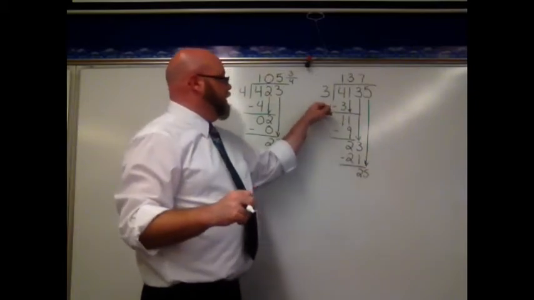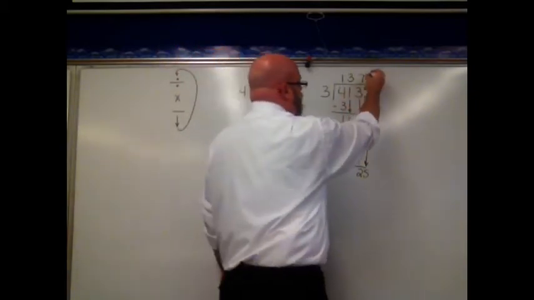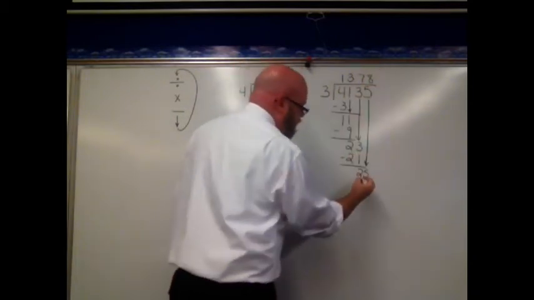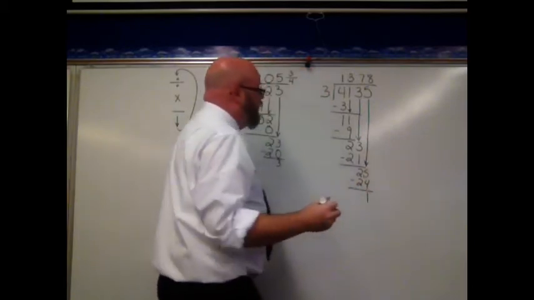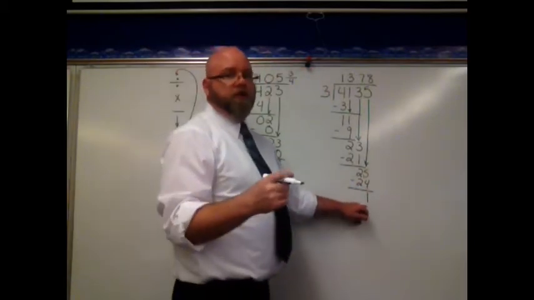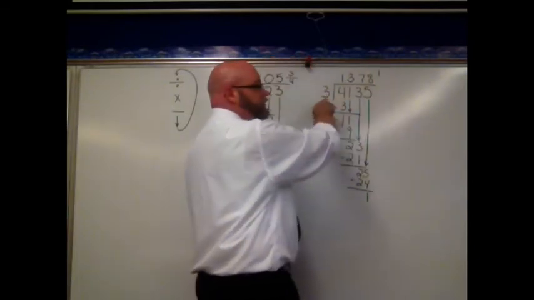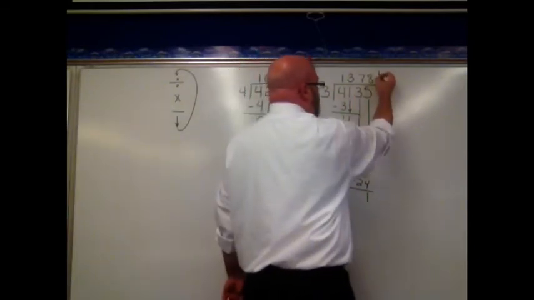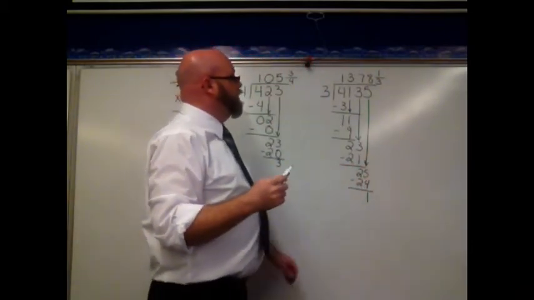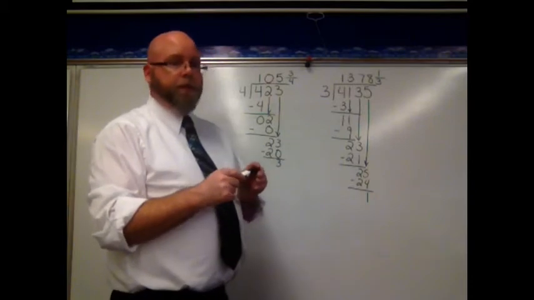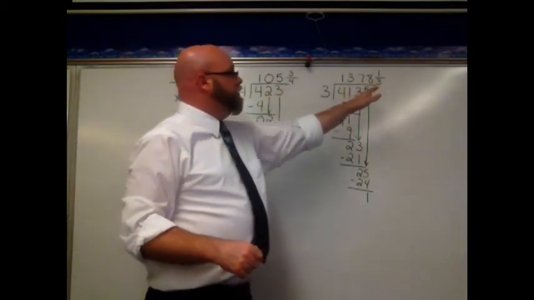25 divided by 3. Well, 3 times 8 is 24, so that's going to be the closest. 8 times 3 is that 24. I have 1 left over. Again, that 1 is going to become the numerator. My 3, which is the divisor, now becomes the denominator. And I get 1,378 and 1/3.